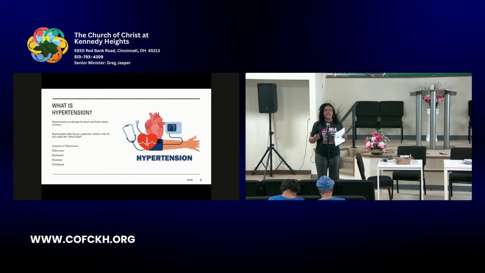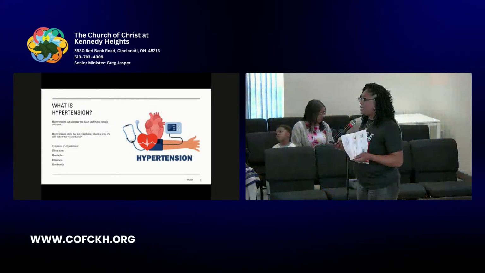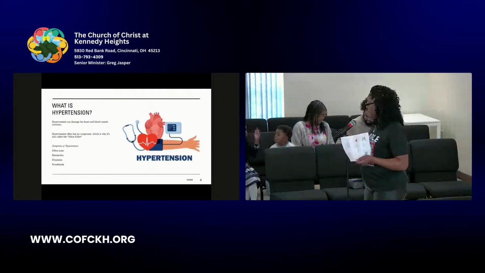So, what is hypertension? Hypertension can damage the heart and blood vessels over time. It also can come with no symptoms, and that's why it's called the silent killer. But when it is accompanied by symptoms, you can experience headaches, dizziness, and nosebleeds.